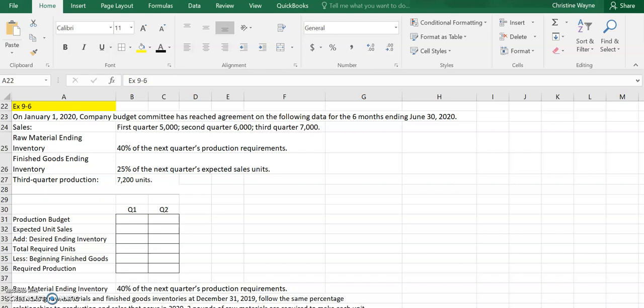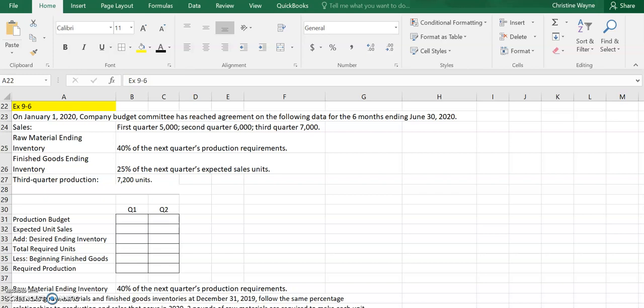I want to walk you through some of the more complex budgeting problems in this homework. So let me walk you through exercise 9-6, which gives you some data all combined into one, which is what's really making this more complex. So we're going to walk through a production budget and a direct materials budget. Again, this is exercise 9-6.